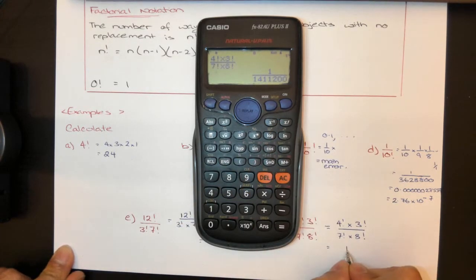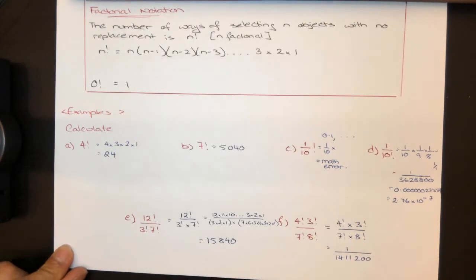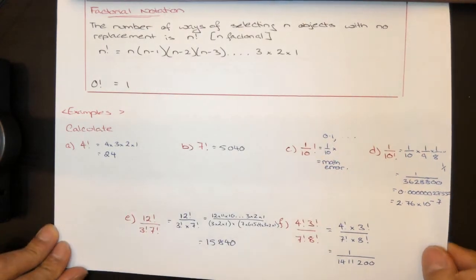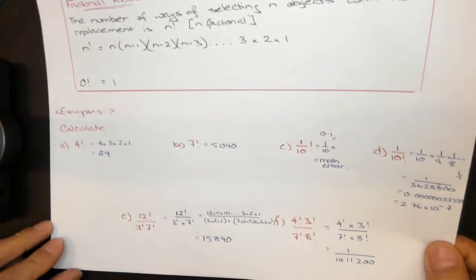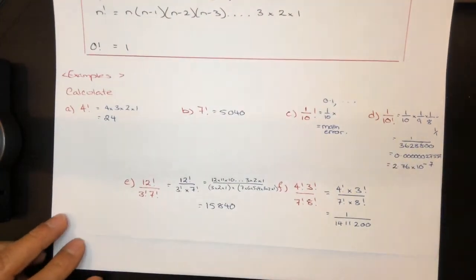And we get 1 over 1,041. Okay, so that is how to calculate factorials using your calculator.